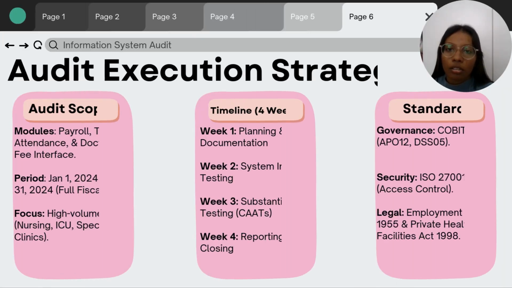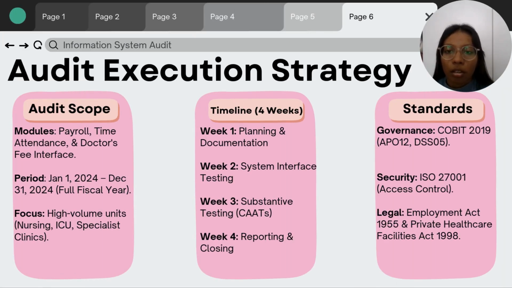So for our audit execution strategy, based on our audit scope, the modules are payroll, time attendance, and doctor's fee interface. Our period will be from January 1st, 2024 to December 31st, 2024, which is a full fiscal year. Our focus is on high volume units based on nursing, ICU, specialists, and clinics. Our timeline is 4 weeks.